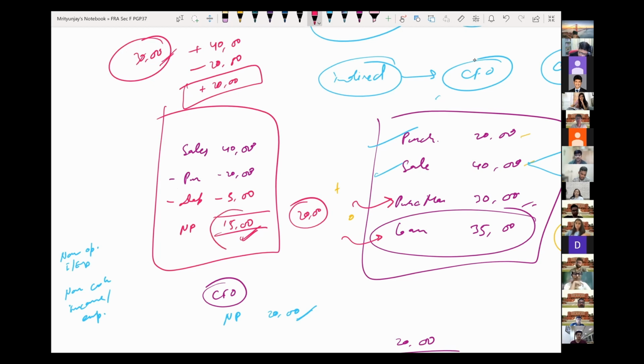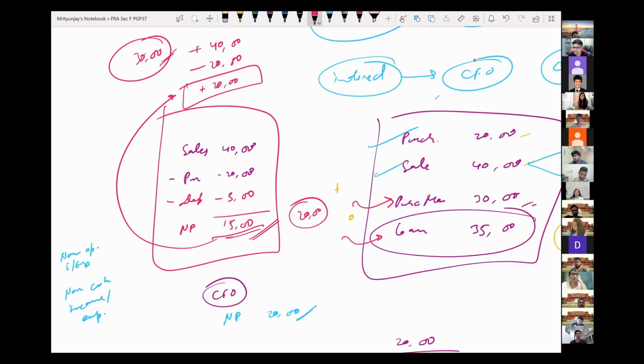Now, if I start with 15, can I arrive at 20? How can I arrive at 20? I can say that in this 15 lakh of profit, we had subtracted a 5 lakh expense. We had subtracted such kind of a 5 lakh expense which did not involve cash.